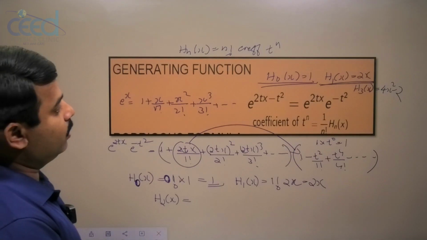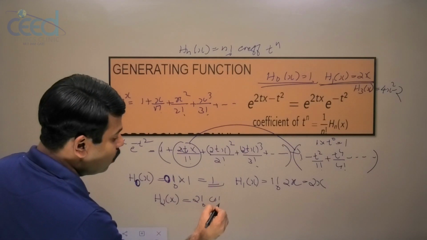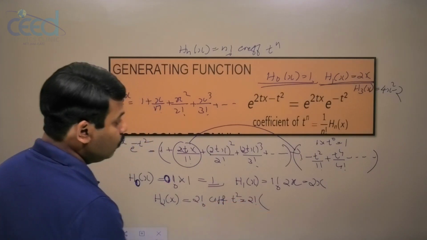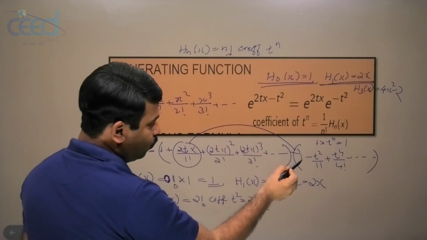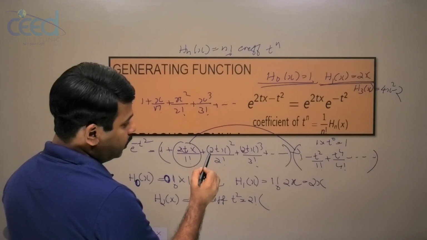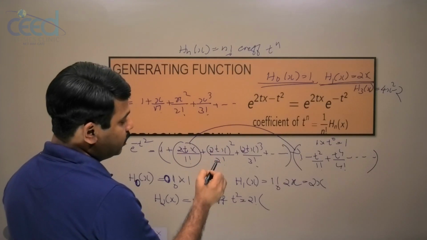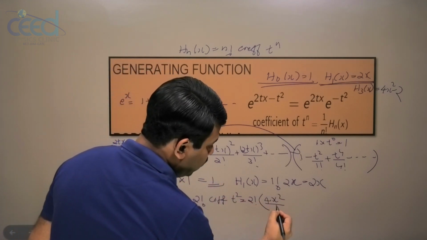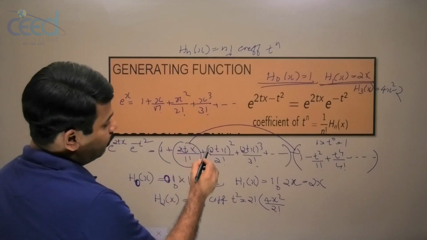h2 of x we can write as 2 factorial into the coefficient of t square. See, this multiplying with this 1 gives t square. Then here 2x the whole square, that is 4x square by 2 factorial. 4x square divided by 2 factorial, that is one part.